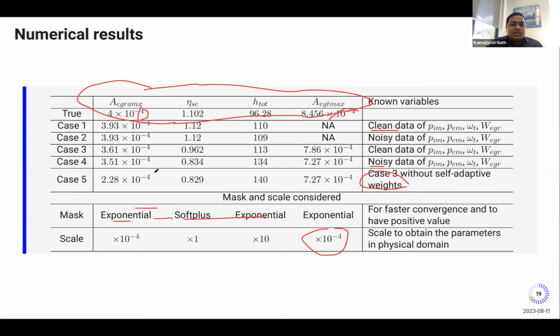And if we see the numbers here, this is 10 to the power -4, and this is 10 to the power -4, and this is in terms of 100. So I make sure that they are in a similar scale. This is the scaling I use. So in the optimizer, it only calculates the 4 quantities, not the exponent part.